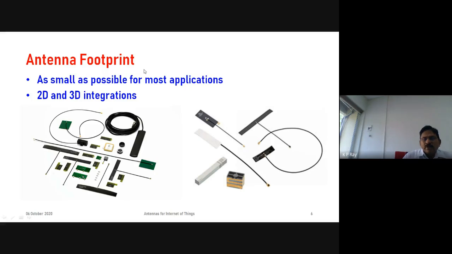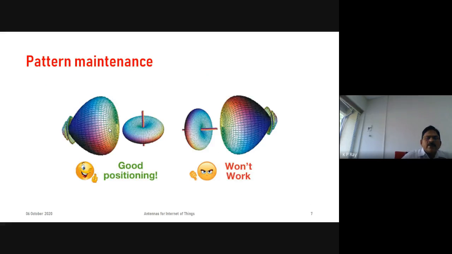A smaller footprint puts lots of stress on the antenna designer, so that you still have a small device, but at the same time you are able to meet most of the electrical requirements. So that is the basic design point for these IoT antennas.